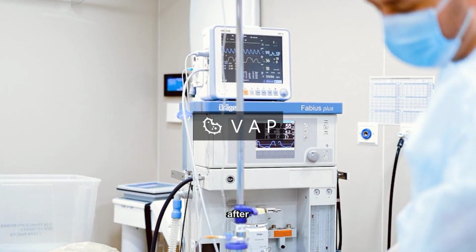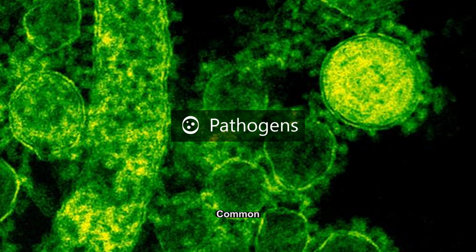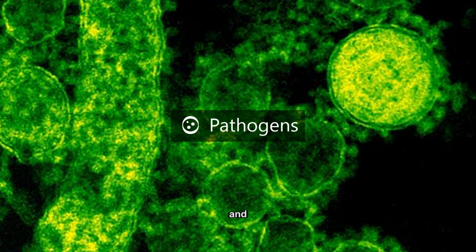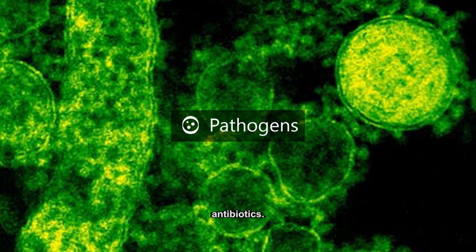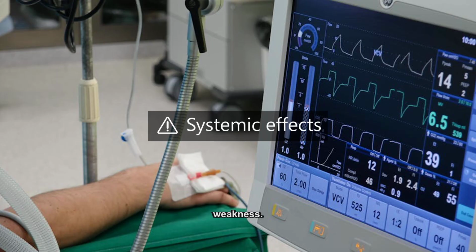Ventilator-associated pneumonia occurs after 48 hours and carries high mortality. Common pathogens include Staphylococcus aureus and Pseudomonas aeruginosa, requiring broad-spectrum antibiotics. Prevention includes head elevation, hand hygiene, and minimizing sedation and circuit changes. Other complications include gastrointestinal bleeding, deep vein thrombosis, delirium, and muscle weakness.